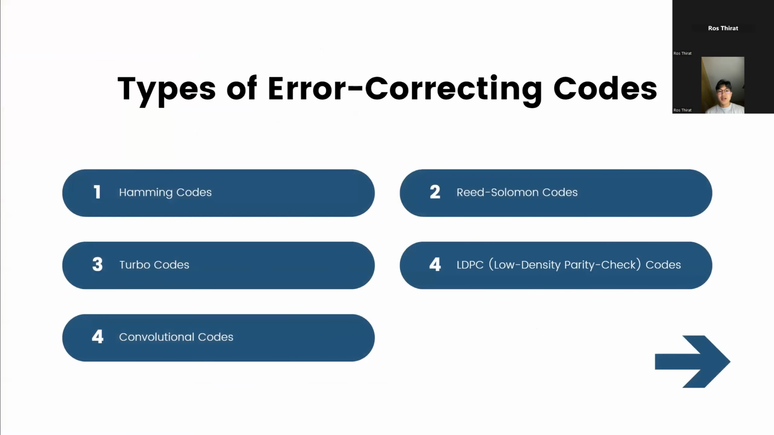Error correcting codes are divided into five types. The first one is Hamming codes. The second one is Reed-Solomon codes. The third one is turbo codes. The fourth one is low-density parity-check codes, or LDPCs. And the last one is convolutional codes.